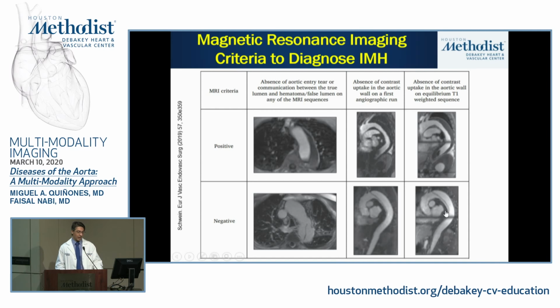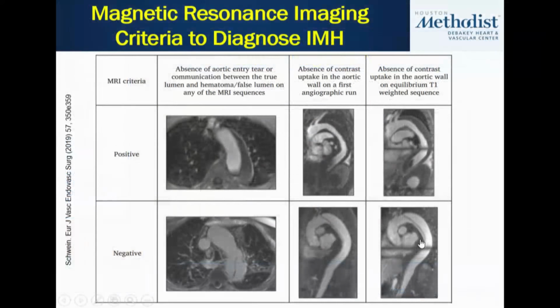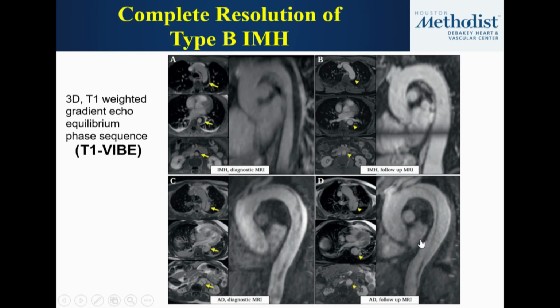CMR also, this was published by Dr. Shah, showing that using these same principles, an absence of an intimal tear and an absence of contrast uptake into that aortic wall, both acutely on the first run and then in equilibrium, can be a very good marker of an IMH. In this study, they very nicely showed a case, the top image, where a patient had an IMH, was treated medically, and had complete resolution on serial follow-up imaging.